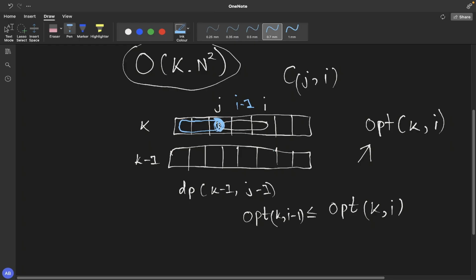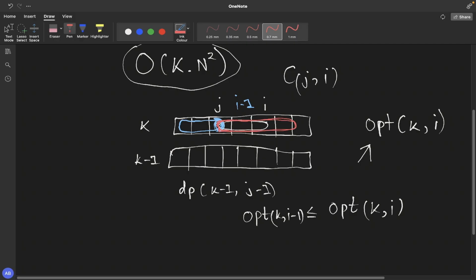So it means that opt of k comma i minus 1 has to be smaller than or equal to opt of k comma i, which subsequently means that for any element i plus 1, i plus 2, i plus 3, any element after i, the optimal splitting point has to be greater than or equal to opt of k comma i. So it has to be somewhere here.